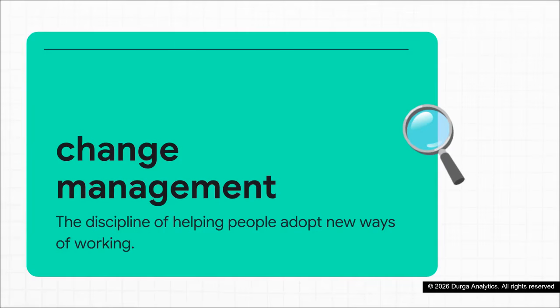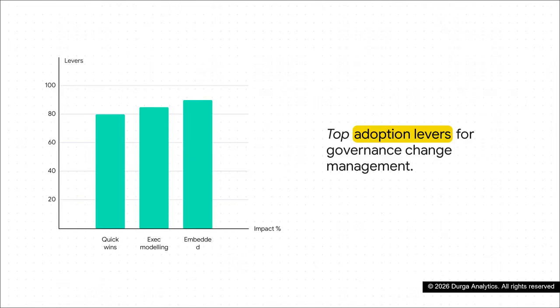In our enterprise context, change management is defined as the discipline of helping people adopt new ways of working. It supplies the actual mechanisms, or the levers, that pull an organization from actively resisting your governance program to actually living and breathing it day to day. Okay, let's look at the hard data behind these levers. Check out the top drivers for adoption here.